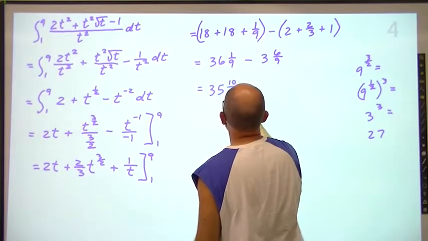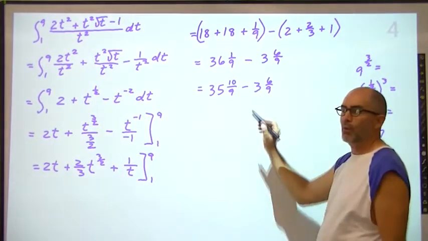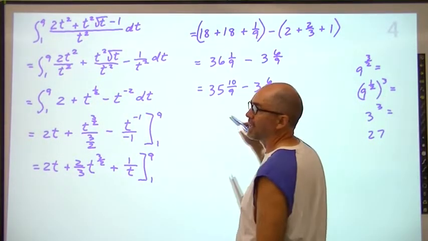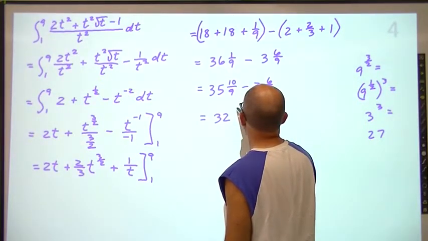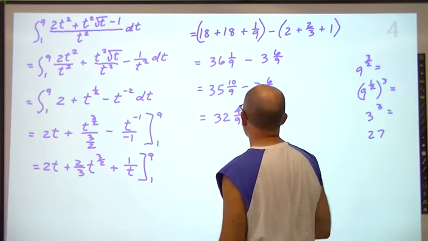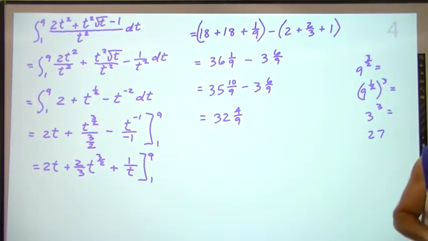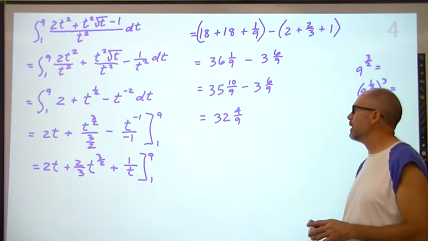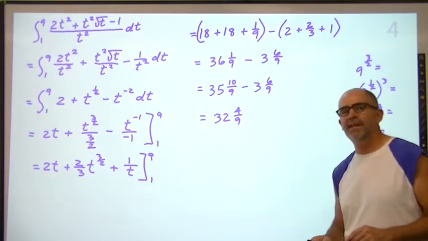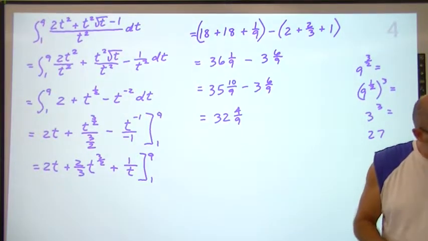35 and 10/9 minus 3 and 6/9. Remember back from 5th grade when we had mixed numbers. So 35 minus 3 is 32, and 10 minus 6 is 4/9. 32 and 4/9 should be my final answer. And yeah, that's what the book has. So that's happy. Now we could make this an improper fraction, but it's not really worth multiplying 32 times 9 to get that. So, cruising onward.